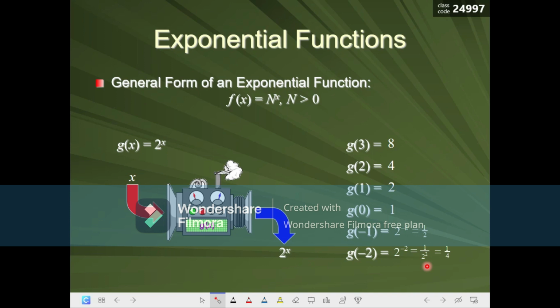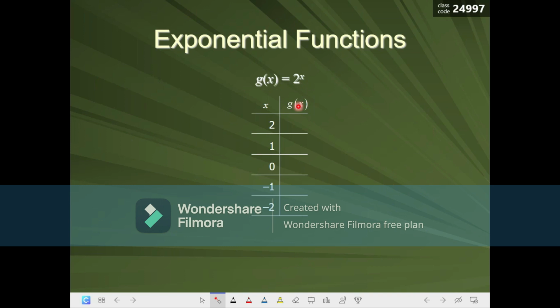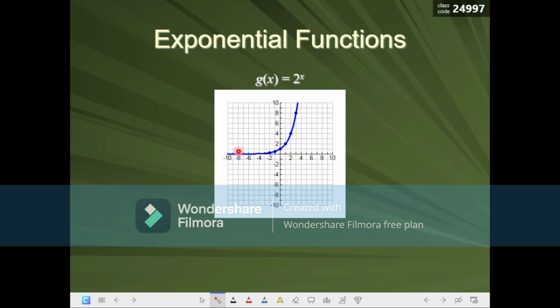So let's express this in the table of values. We have g of x is equal to 2 to the power of x. Remember, these are our x values, our domain, and g of x, our y. So we are going to plot the values. If x is 2, g of x is 4. If x is 1, g of x is 2. If x is 0, g of x is 1. If x is negative 1, g of x is 1/2. If x is negative 2, g of x is 1/4. Okay. Now, this is the graph if you're going to plot the points.